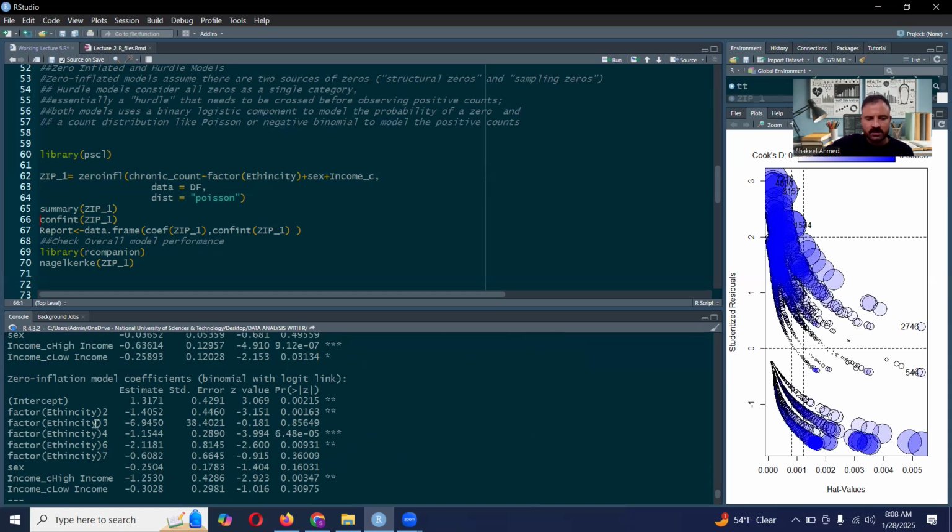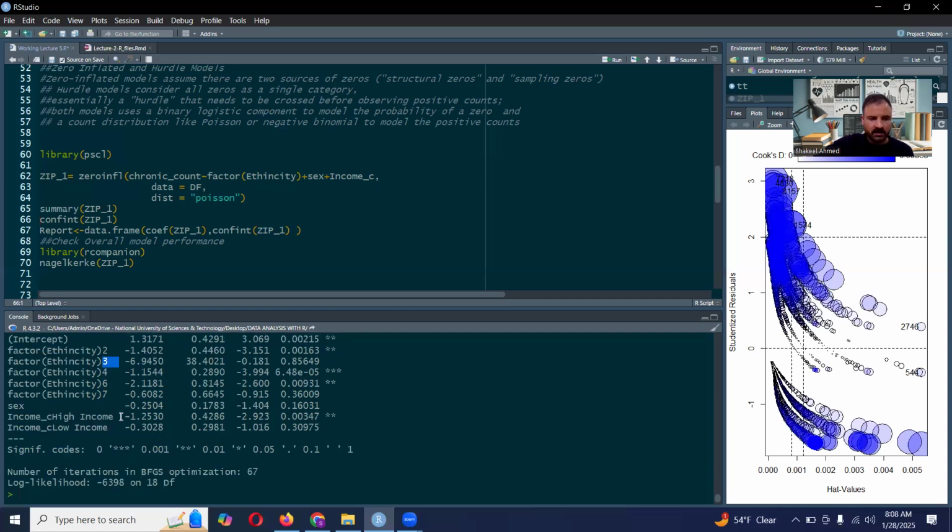So we are just comparing category 2 versus category 1, category 3 to category 1, and category 4 with category 1. So all the categories are significant except category number three. So these all have a relatively lower number of counts as compared to the base category, as the coefficients are negative.